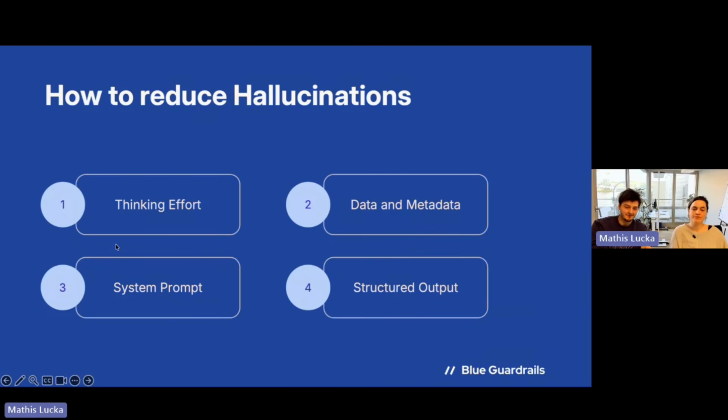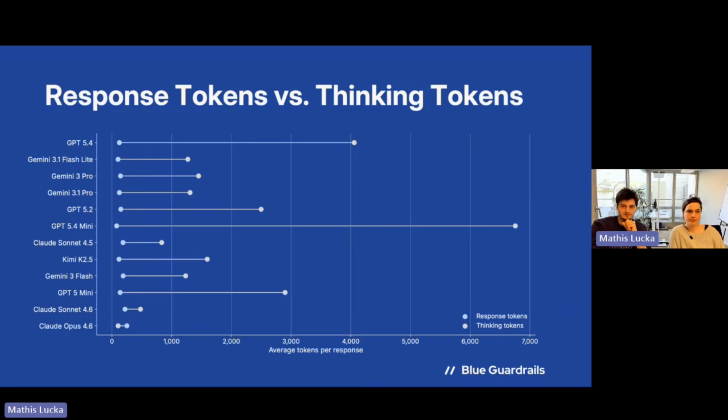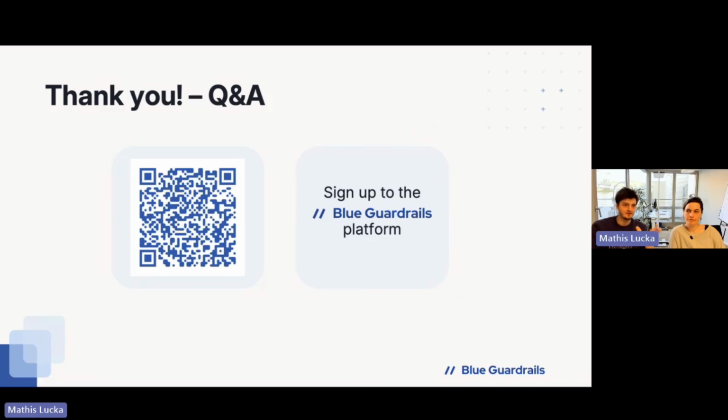So yeah, that's what we tried. Thinking effort, data and metadata, system prompts, structured outputs. Some improve things, some don't, but they're definitely worth experimenting with. I think that's already everything that we have to present today.